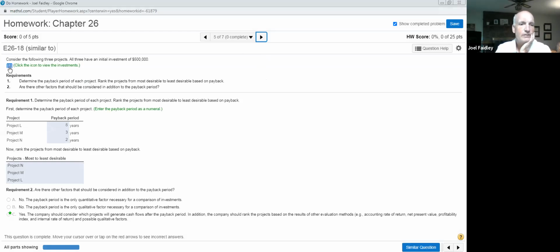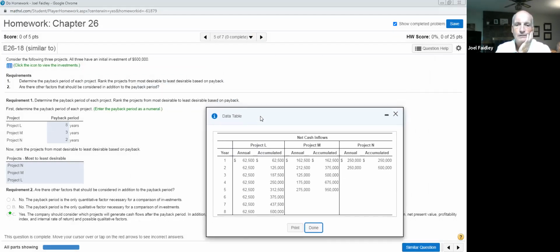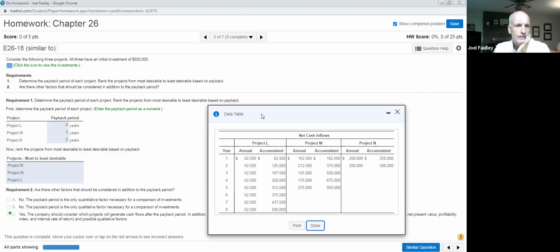Looks like we got some projects here. And requirement 1, we want to rank these projects. So it looks like project N is 2 years, right? Trying to reach a $500,000 investment. So project N, 2 years is easy. Project M is 3 years. There's my 500,000. And then project L is 8 years. Made it very simple, didn't they?